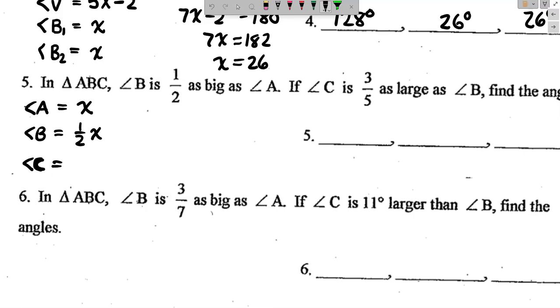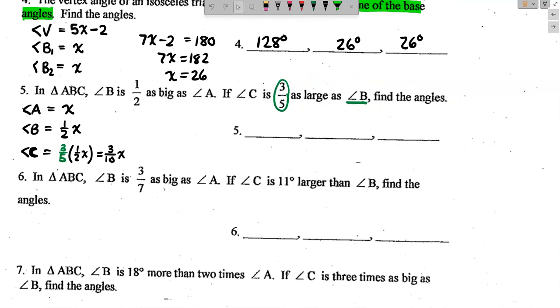Now, angle C is the important one we have to think about here. It is 3/5 as large as B. So I'm going to take 3/5 and multiply it by the expression that I have for B, which is 1/2 x. So one thing I would probably do before we set this problem up is simplify this. That just means it's 3/10 as big as A, or x here. So now we can create our equation.